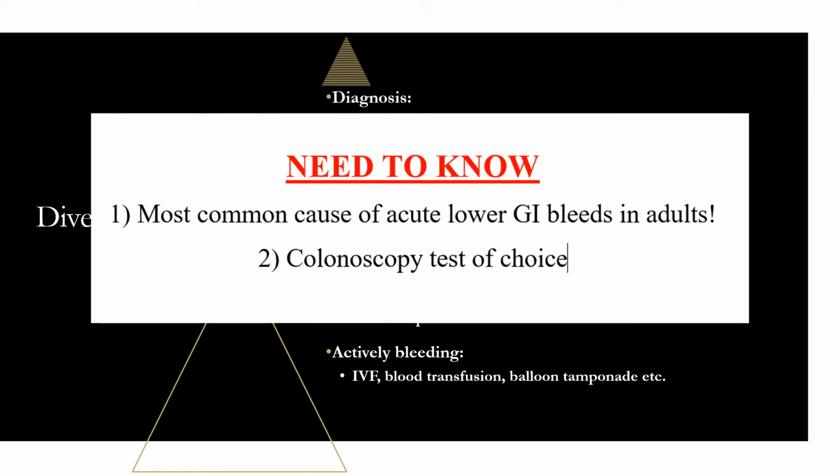Now, what are the two things I really think you need to know if you're going to forget everything else? Do not forget that the most common cause of acute lower GI bleeds in adults is diverticulosis. You have to know that. And then, of course, know that colonoscopy is going to be your test of choice.